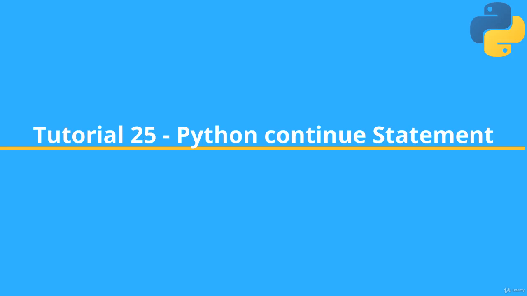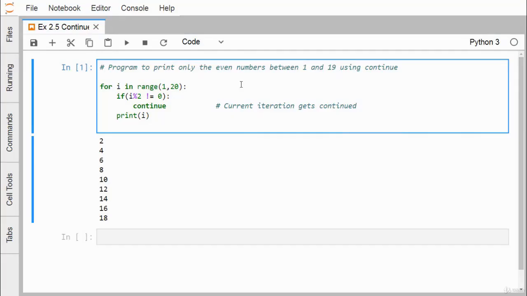Python continue statement. In this coding, we're going to explain the use of the continue statement in Python. So for i in range(1, 20), that means the i value will range from 1 to 19, because the upper limit 20 is exclusive and the lower limit 1 is inclusive here. So the value of i will range from 1 to 19.